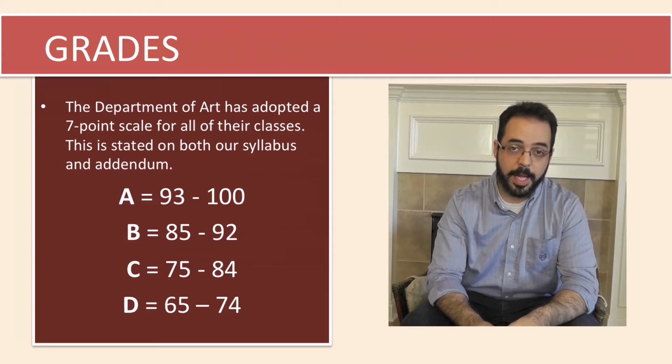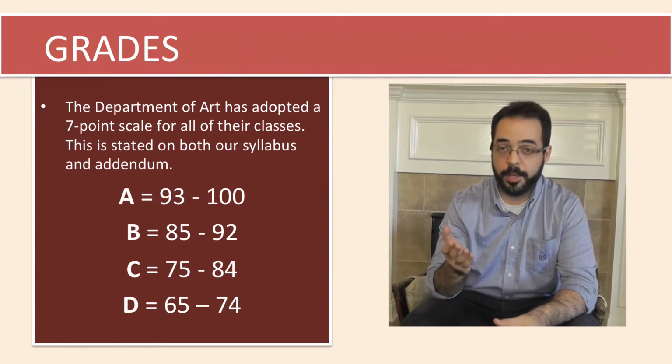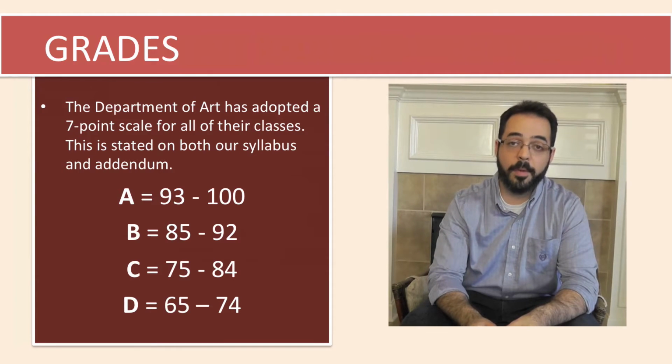The grades for my class. The art department has adopted a 7-point scale for all of their classes. As you can see here, this is the scale for A through D. To make an A in my class, it's 93 to 100.